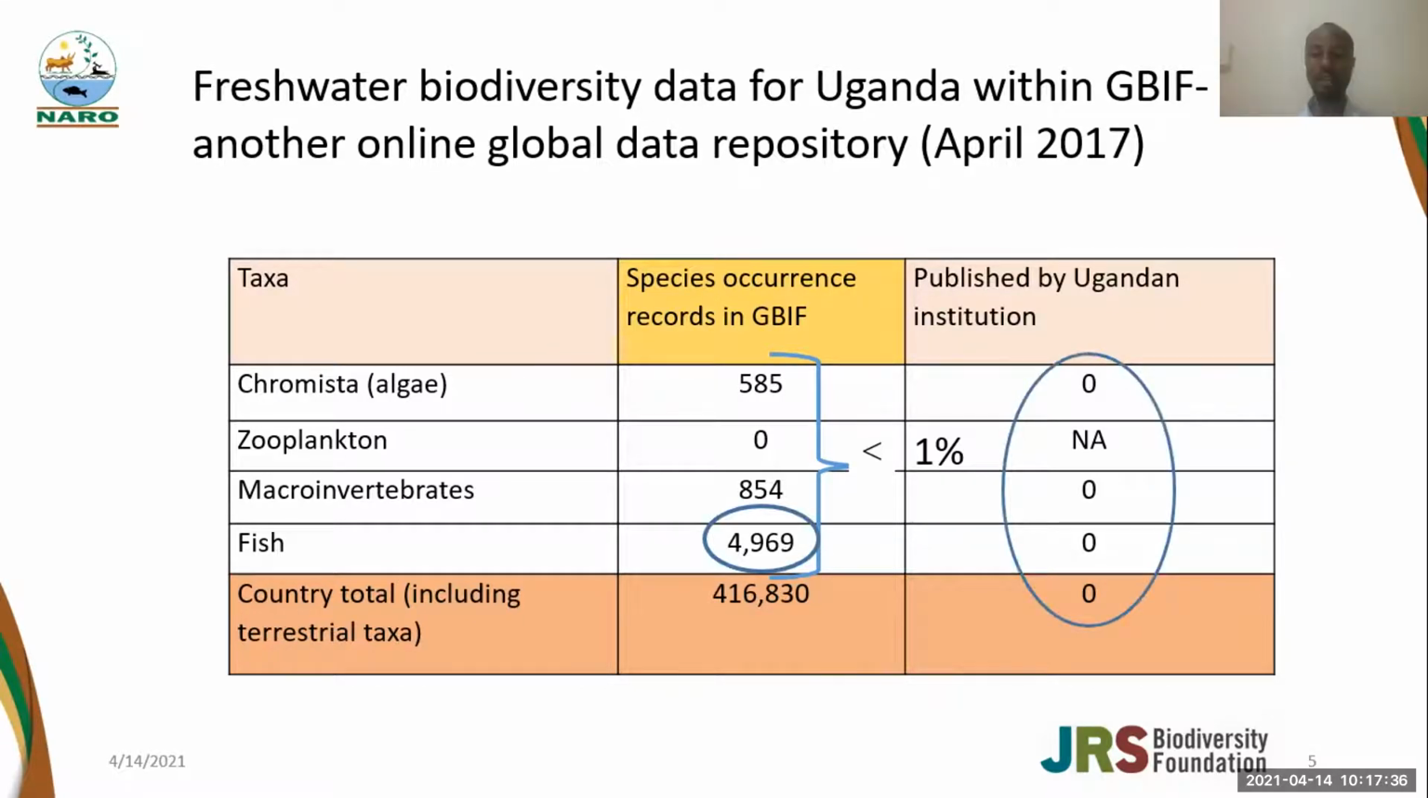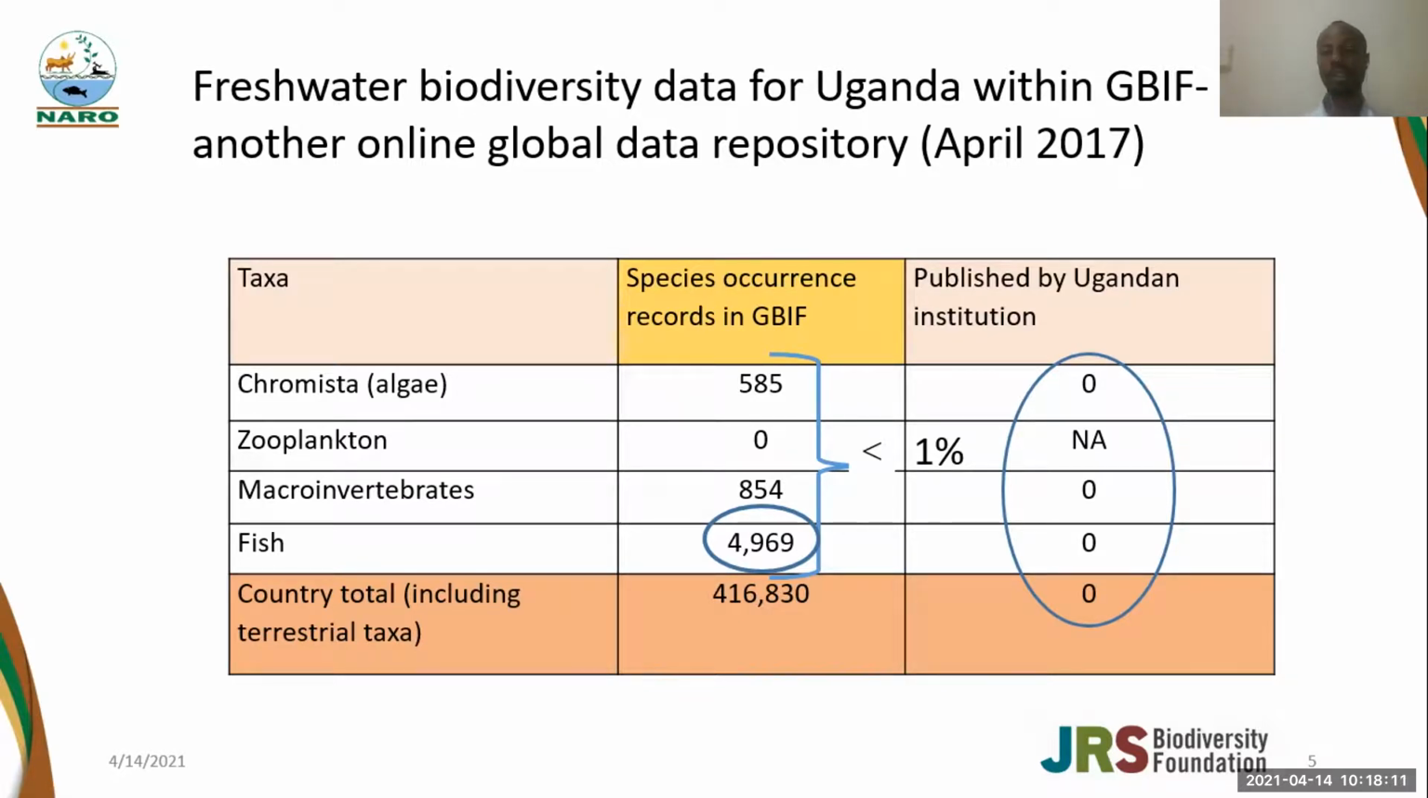If you look at the data itself, you will see that all biodiversity data that were published on GBIF for Uganda were published through a third-party institution. We found that no Ugandan institution had ever directly published data through GBIF. And maybe that can explain why freshwater biodiversity data were lacking.